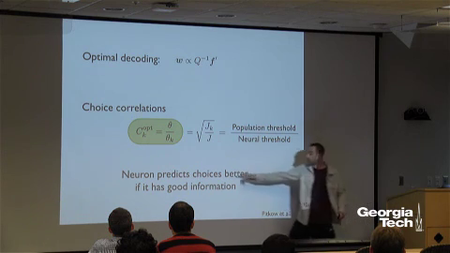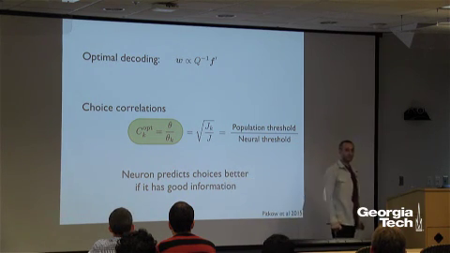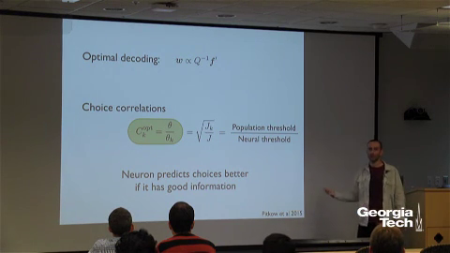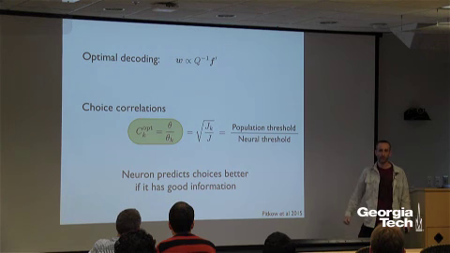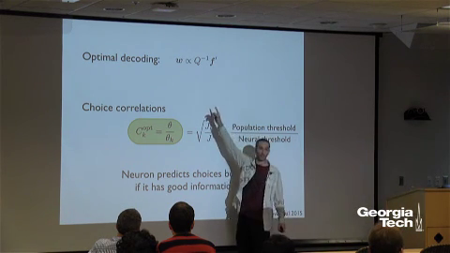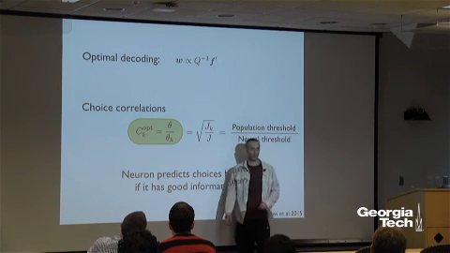In other words, neurons predict choices better if they have good information. It makes a lot of sense, right? You don't want to decode a neuron that has really crappy information. You only want to decode the good neurons. And the Q inverse up here takes into consideration all of the covarying fluctuations of all the neurons.